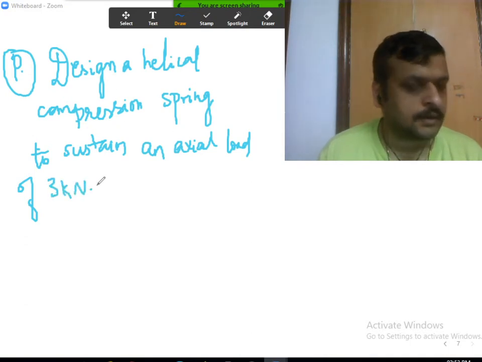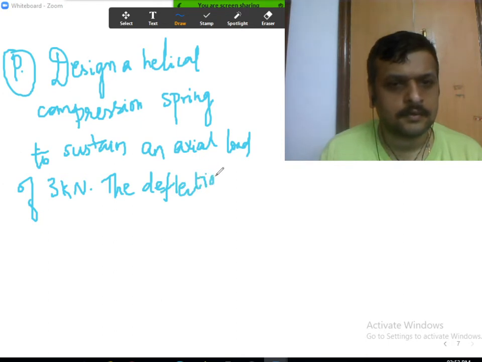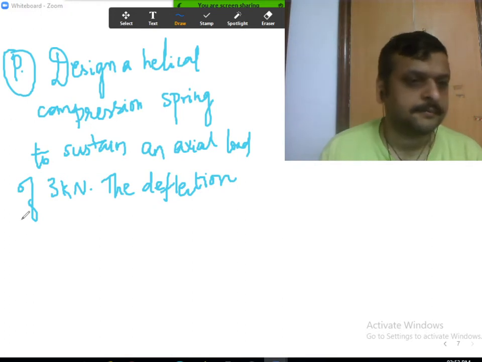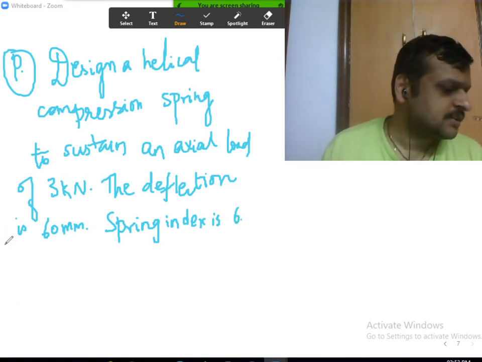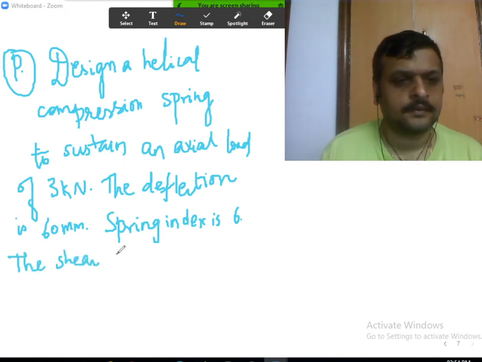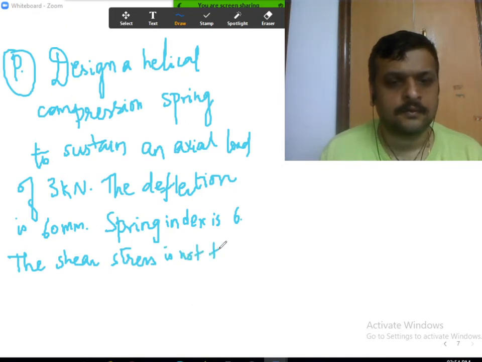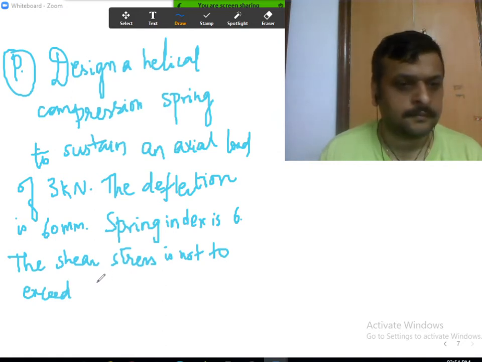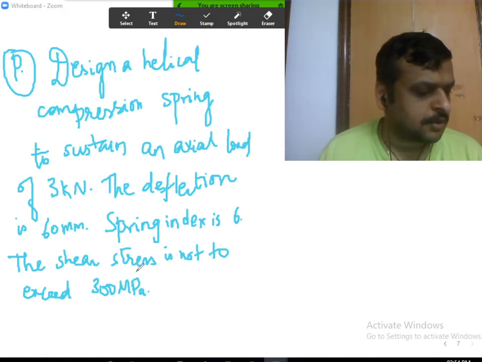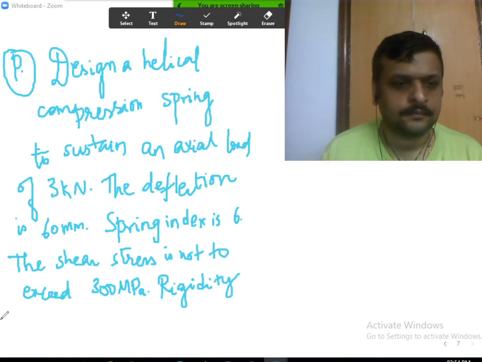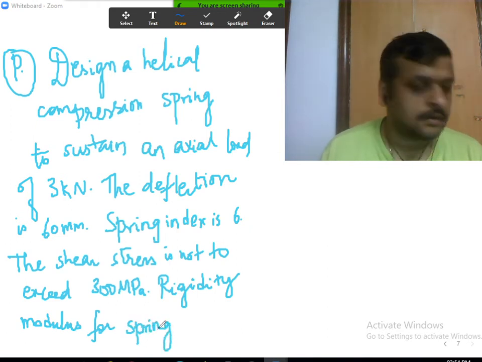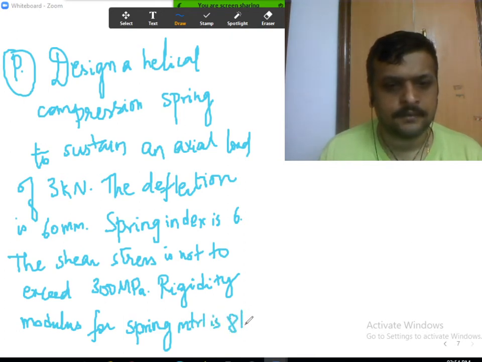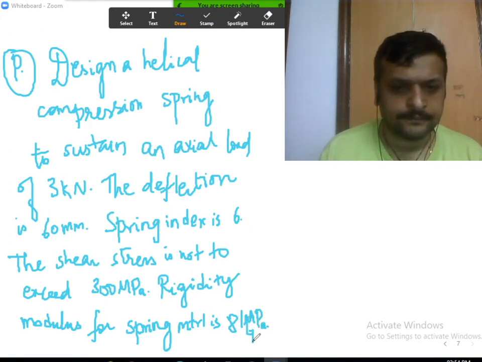3 kilonewton. The deflection is 60 mm. Spring index is 6. Shear stress is not to exceed 300 MPa. Rigidity modulus for the spring material is 81 MPa. Sorry, it is GPa, gigapascals.